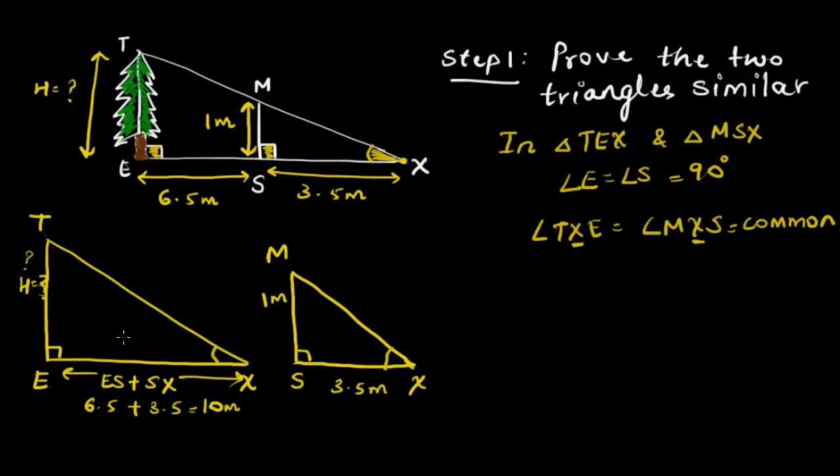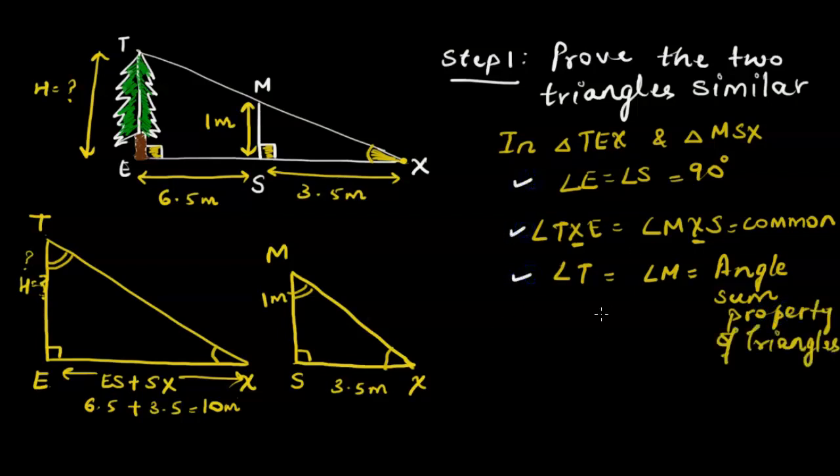Now whenever in two triangles two angles are equal, the third angle becomes equal automatically because of the angle sum property of triangles. The angle sum property is expected to be known from the lower grades, that is, the sum total of all the angles of a triangle is 180 degrees. So the third angle would be equal to 180 minus the sum of the other two angles. If these two angles are the same, their sum is also the same, and when subtracted from 180 degrees, these angles would become equal. So we can write angle T is equal to angle M because of the angle sum property of triangles. Now once we have proved the three angles equal, we can finally write triangle TEX is similar to triangle MSX. So this is our step 1 done.